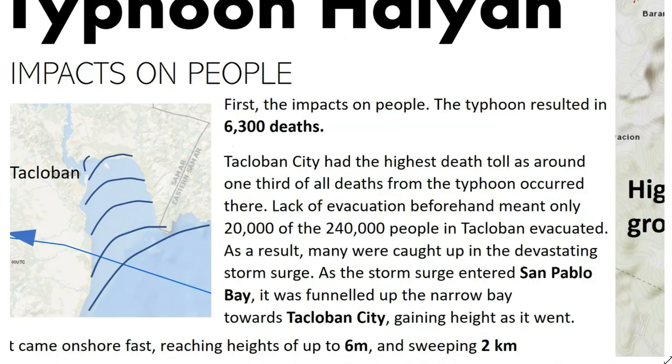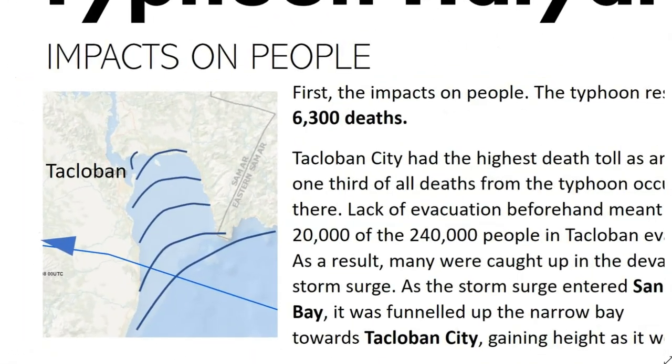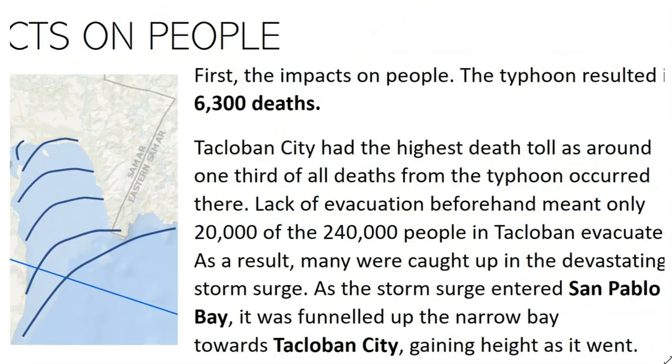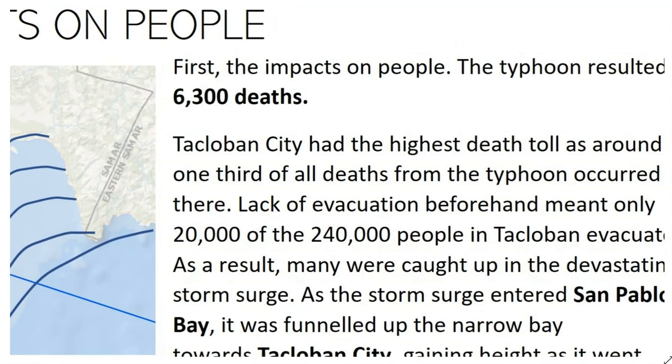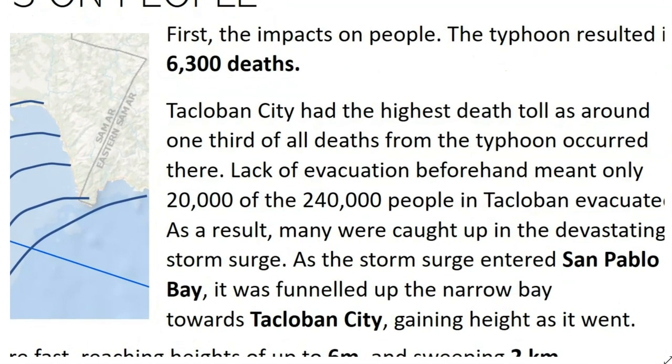Tragically, 6,300 people died in this typhoon, and in particular, as I've just shown you, in Tacloban City, the highest death toll. Around a third of all the deaths from the typhoon occurred there, and this was largely because of a lack of evacuation beforehand. Just shy of 250,000 people lived in Tacloban, but only 20,000 of them evacuated. And then, as you saw from that video, there were so many people just left in Tacloban City.